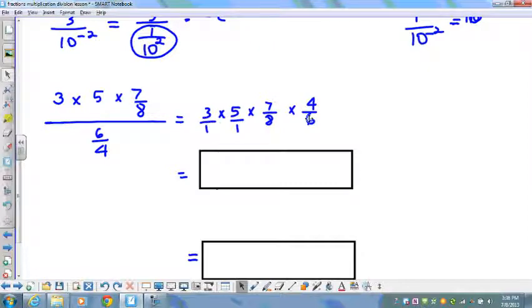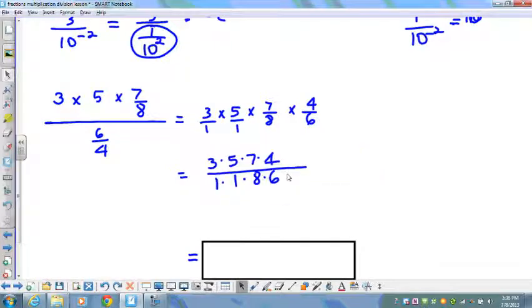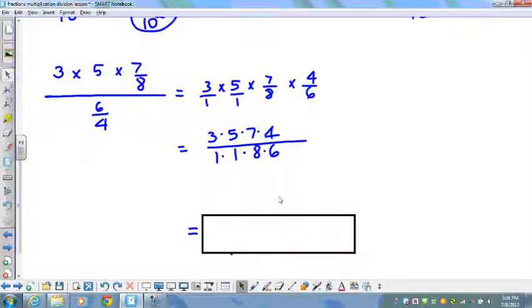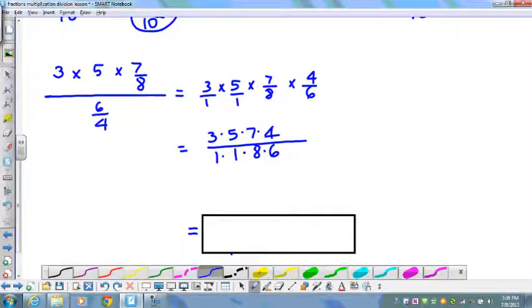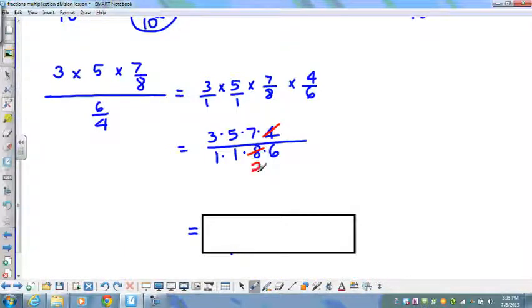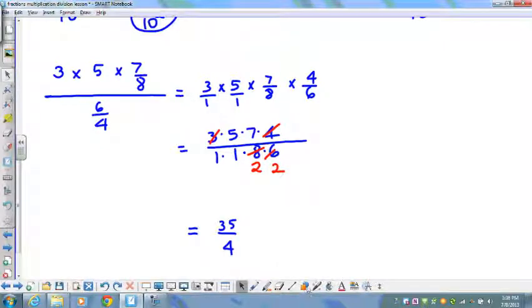And if you have a bunch of fractions being multiplied, you can multiply all the tops and divide everything by the product of the denominators. That's what I have, 3 times 5 times 7 times 4 on the top, and the product of the denominators on the bottom. At this point, you can simplify it a little bit if you like, or just multiply them across. So for example, 4 goes into 8 2 times, 3 goes into 6 2 times. So here I have 35/4 as the final answer. And that wraps our lesson on the review of multiplication and division of fractions.